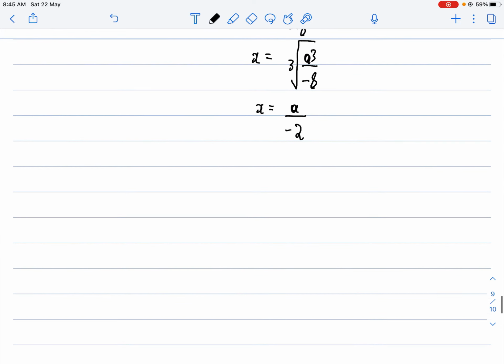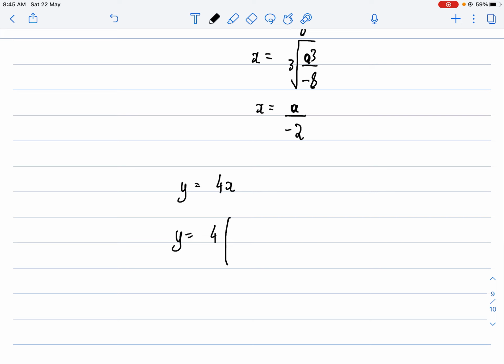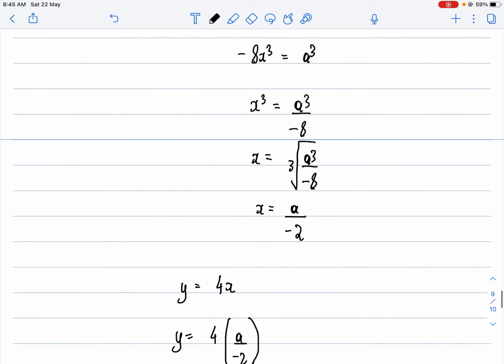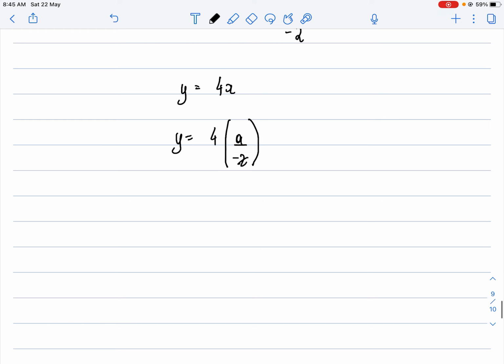So now I need the y coordinate. I know y is equal to 4x, so I can substitute in place of x, a over minus 2. Now I can cut the 2's out, which will give me my y as minus 2a, which is basically the answer to the question.